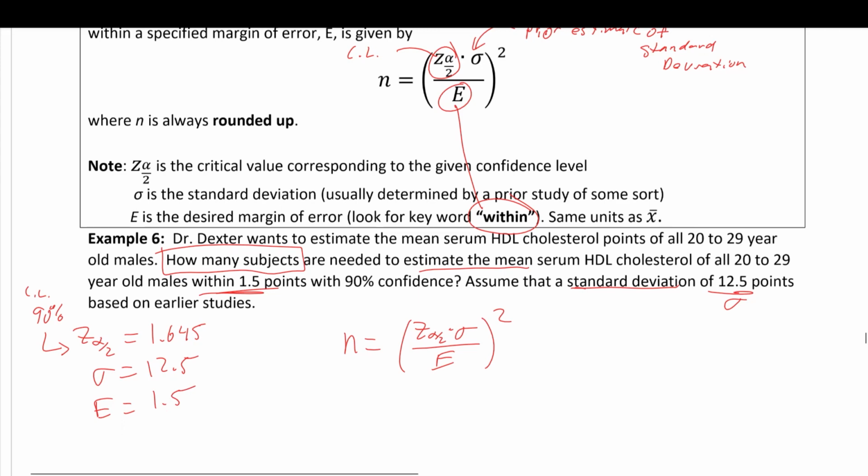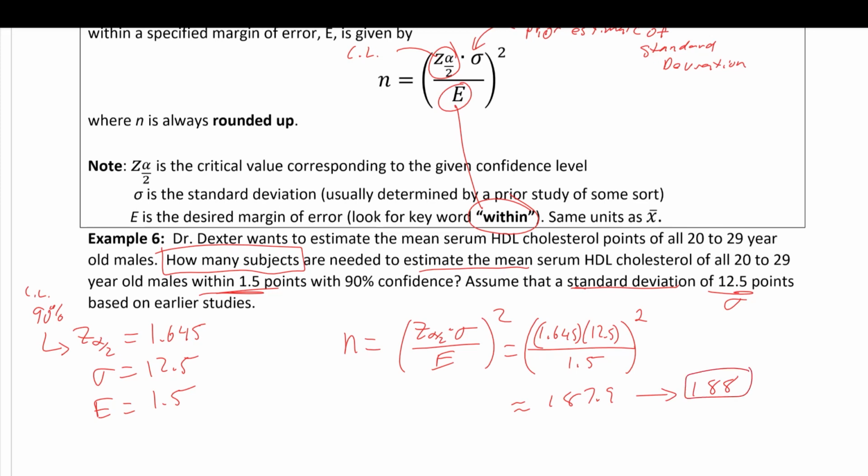Okay, now it's just a simple matter of plugging this all in. We have 1.645 times sigma, 12.5, over margin of error, 1.5. Then don't forget the square. Okay. If you calculate this, I'm going to round to 187.9. Now again, we always round up. So 187.9 should round up to 188. Always round up.